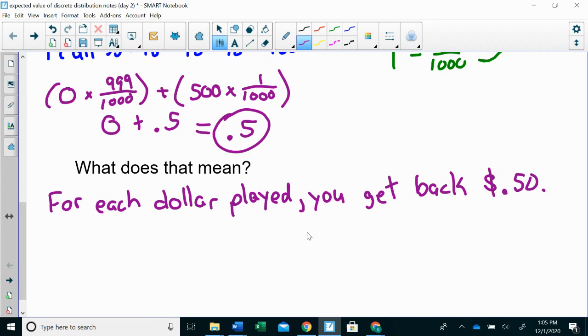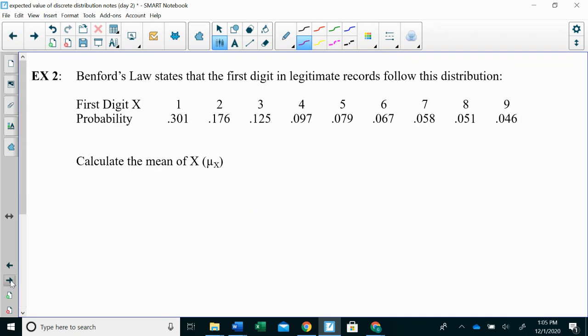It's set up in a way that the lottery organization makes a lot of profit. The second example is going to be a little time consuming just because it's a long table. Benford's law states that the first digit in legitimate records follows this distribution. Don't worry about what Benford's law is truly about or what is meant by legitimate records.